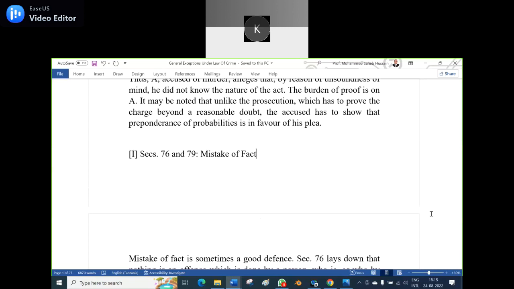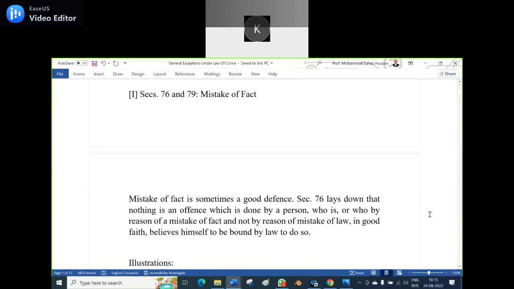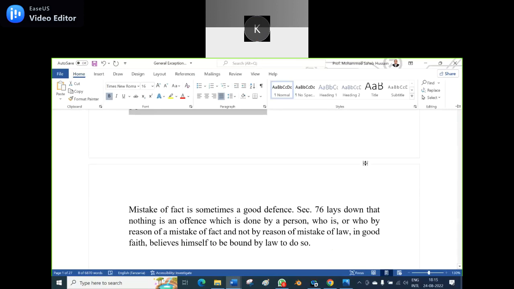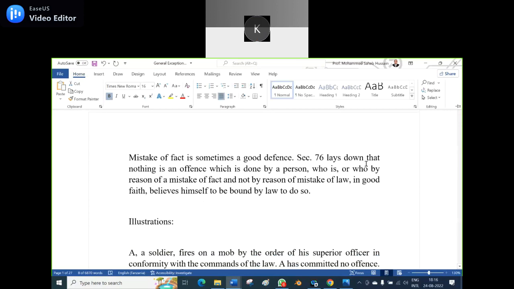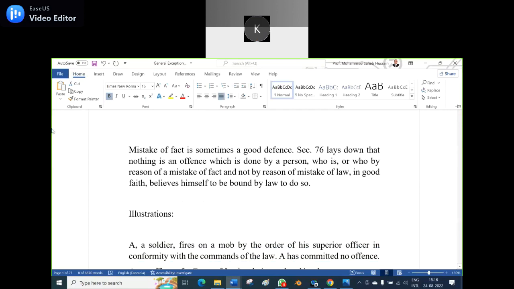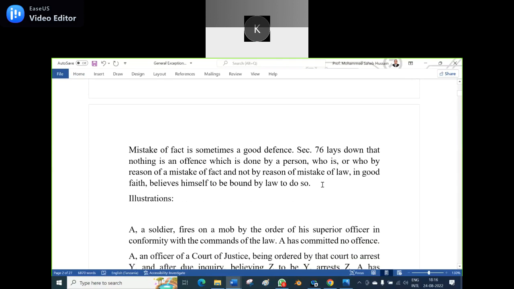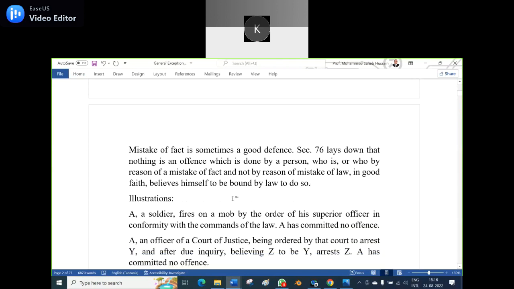Now let us confine ourselves to the other general exceptions, starting from 76. Sections 76 and 79, mistake of fact. This mistake of fact is sometimes a good defense. Section 76 lays down that nothing is an offense which is done by a person who is, or who by reason of a mistake of fact and not by reason of mistake of law, in good faith believes himself to be bound by law to do it. It should be a mistake of fact.